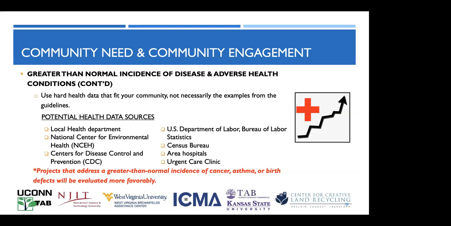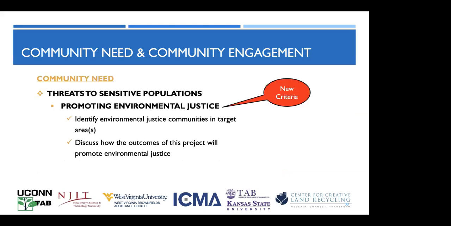Do you have an area hospital that may have some admission data for asthma? Do you have an urgent care clinic that may have some health data similar to that, that you might consider that supports your story? So projects, and again, projects that address a greater than normal incidence of cancer, asthma, or birth defects will be evaluated more favorably by EPA for this section. Next slide, please.